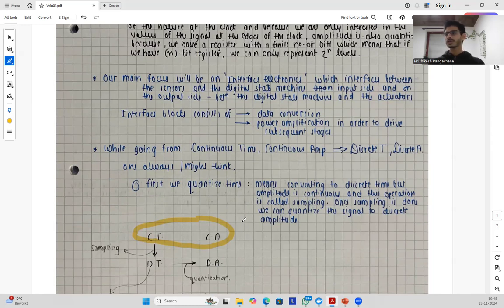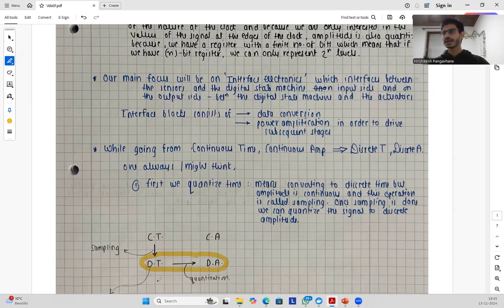So we'll look into it. I am just giving a brief idea of what we are trying to achieve. Let's say we have this domain over here, which is continuous in time and continuous in amplitude. From this level, the analog level, we have to go to the digital level. So what does a digital level mean? Our time is discretized and our amplitude is also discrete. We'll figure out how to do that.